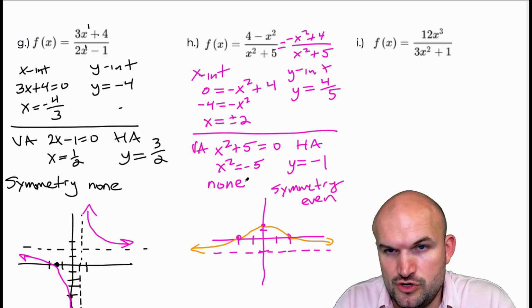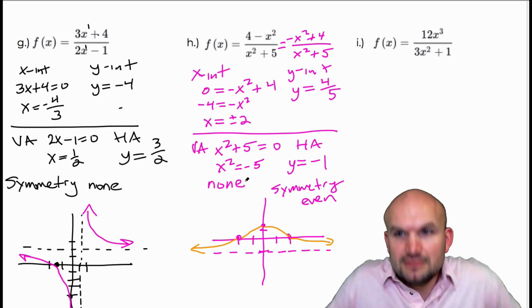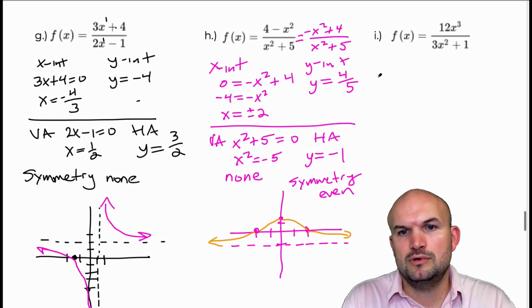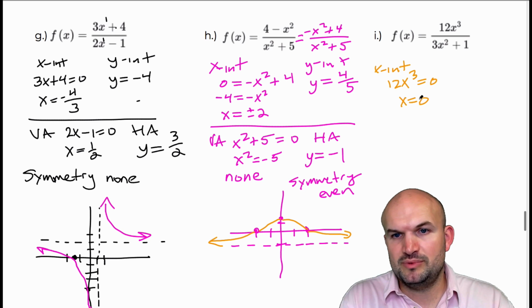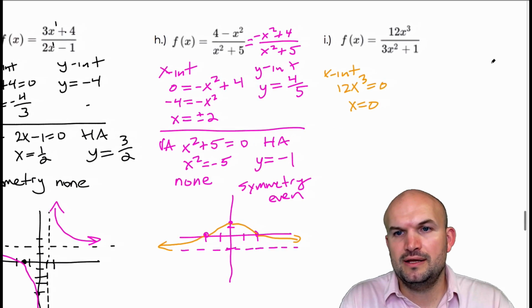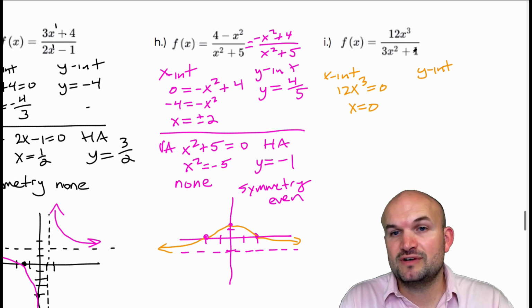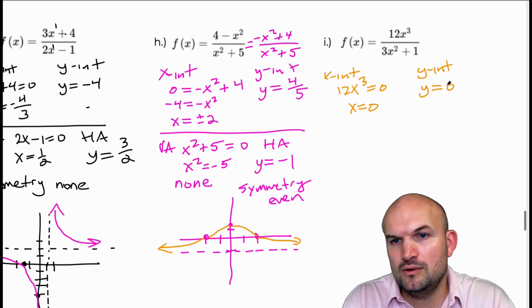12x to the third over 3x squared plus 1. All right, let's do it. So x-intercept: numerator equals 0. 12x cubed equals 0. X will be equal to 0. For my y-intercept, I have constant over constant, but again, you notice that my numerator will be 0, so that's just going to be y is equal to 0.